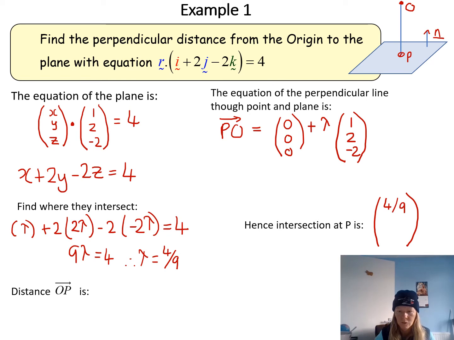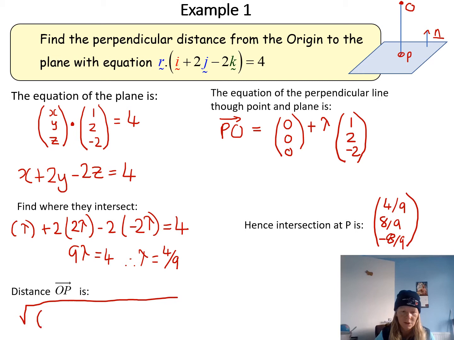0 plus 2 4s over 9, which would be 8 over 9. 0 minus 2 lambdas, so that's minus 8 over 9. So that's point P. So now we know point P. We know the origin. What's the distance between those 2 points there? Well, the distance O to P or P to O doesn't really make any difference. It's a bit of Pythagoras, square and square root.